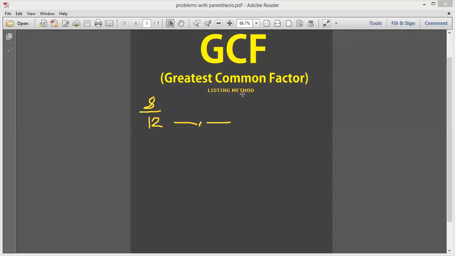Why is it called the listing method? Because you have to list the factors. Now, how are we going to do it? Let's take the first example, 8 twelfths. Let me write it here. We have to find the GCF of 8 and 12. First, I'm going to list the factors of each of these numbers, and I'll start with 8. I will go through my factor pairs.